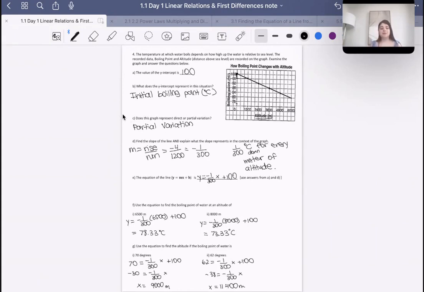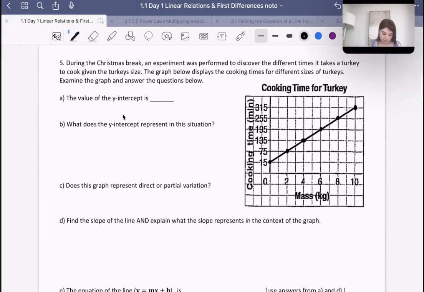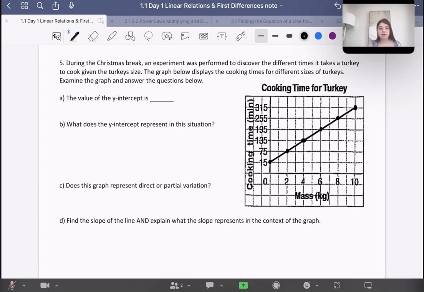Okay, let's move on to number 5 from the homework. Number 5 says, during the Christmas break, an experiment was performed to discover the different times it takes a turkey to cook, given the turkey size. The graph below displays the cooking times for different sizes of turkeys. Examine the graph and answer the following questions below. So, first one is again, what is our intercept here?